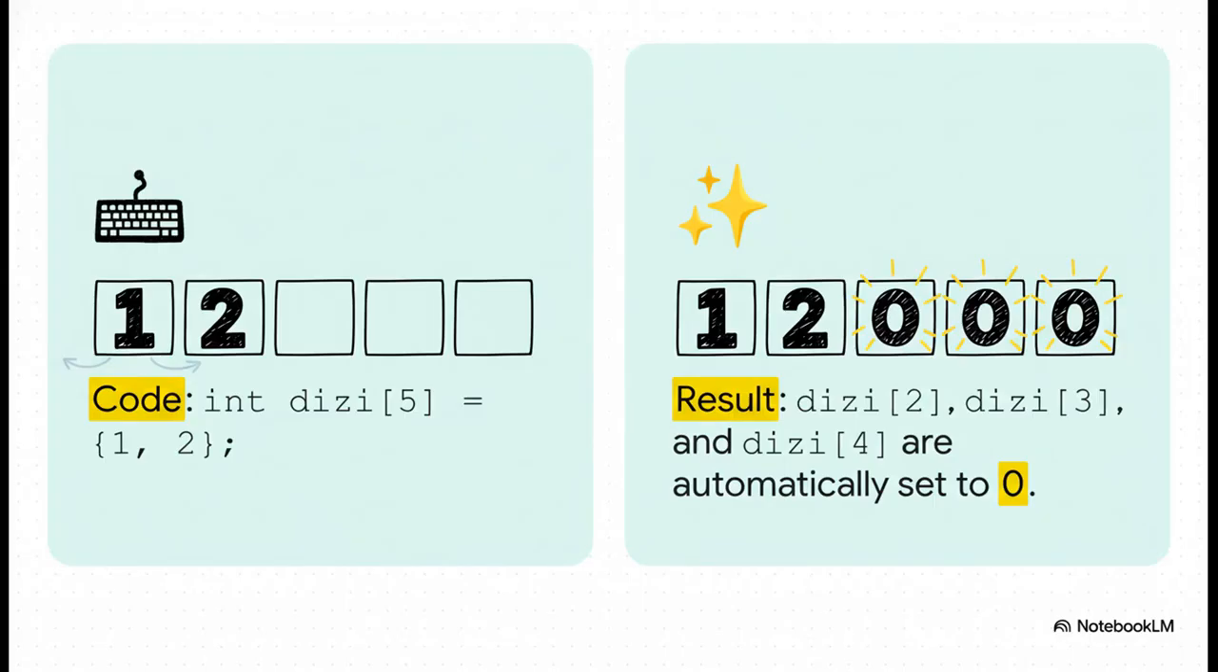This is a super important detail for your exams. If you only partially initialize an array, C is actually really helpful. It automatically fills all the remaining spots with 0. It does not leave them with random garbage values.